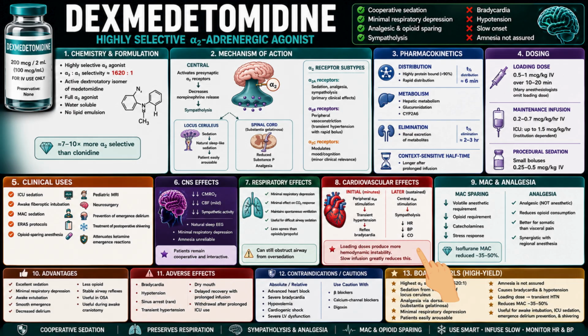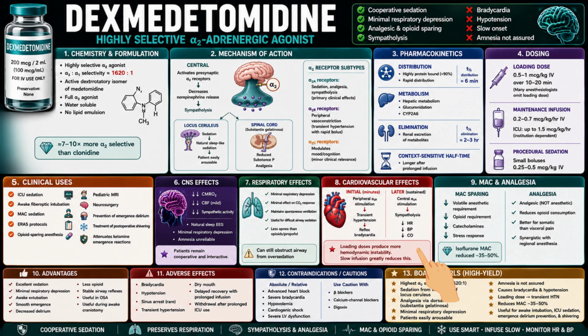Cardiovascular effects. The cardiovascular effects of dexmedetomidine are biphasic, and understanding this biphasic response is essential for safe administration. Initial effect, minutes after bolus: peripheral α₂-B receptor stimulation, vasoconstriction, transient hypertension. This is mediated by α₂-B receptors on peripheral vascular smooth muscle. The blood pressure rises transiently, sometimes significantly, particularly with rapid bolus administration. Then the central effect dominates.